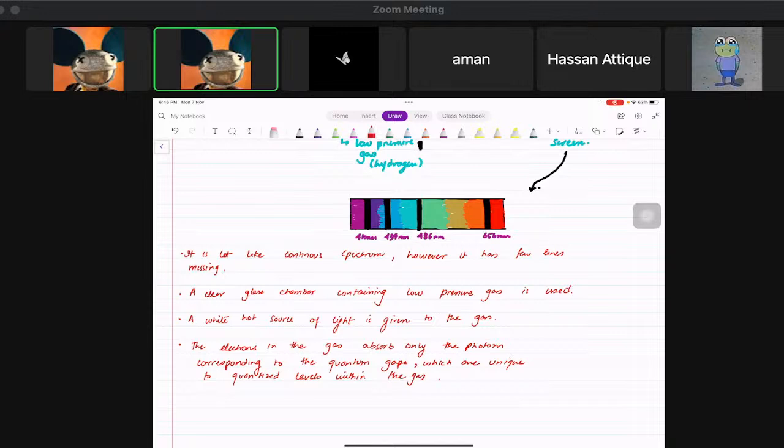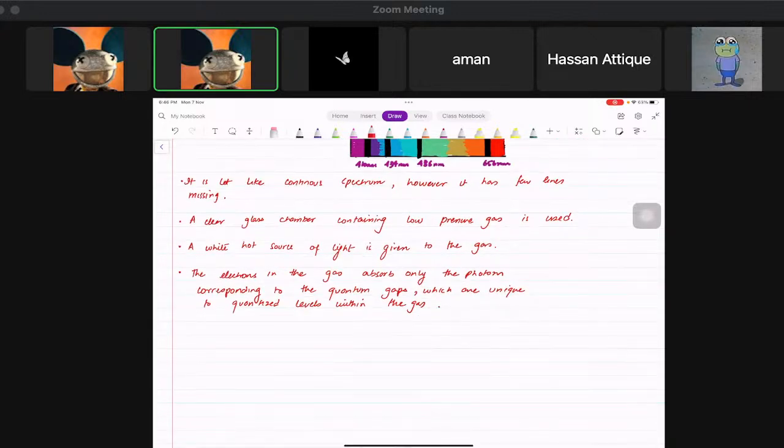Okay, so those photons of specific wavelengths are absorbed, hence black lines appear like that.